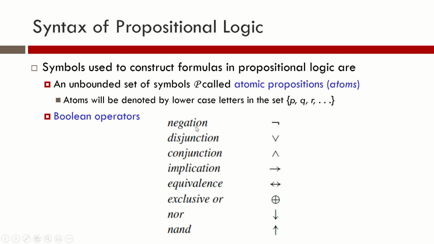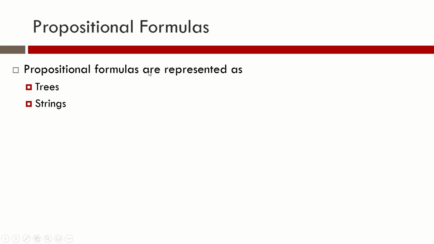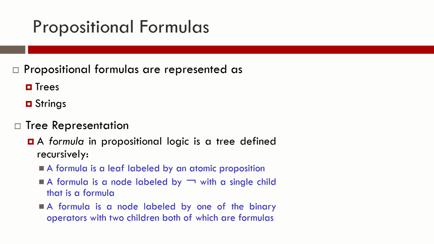So using atoms and the Boolean operators, we can construct formulas in propositional logic. Now coming to a formula in propositional logic: it can be represented either using a tree or as a string. First we will discuss how to represent a propositional formula as a tree, and then we will see how we can represent it as a string. So coming to tree representation.